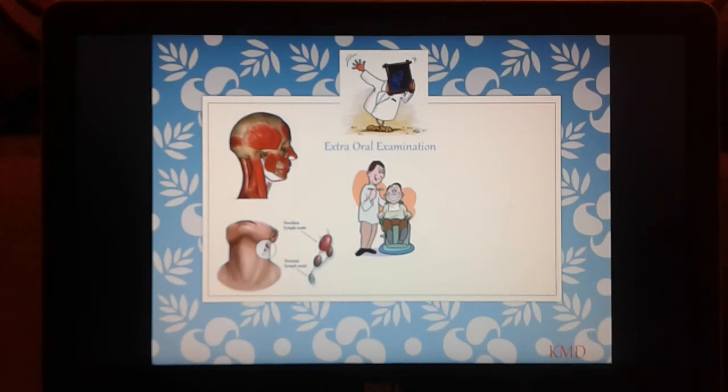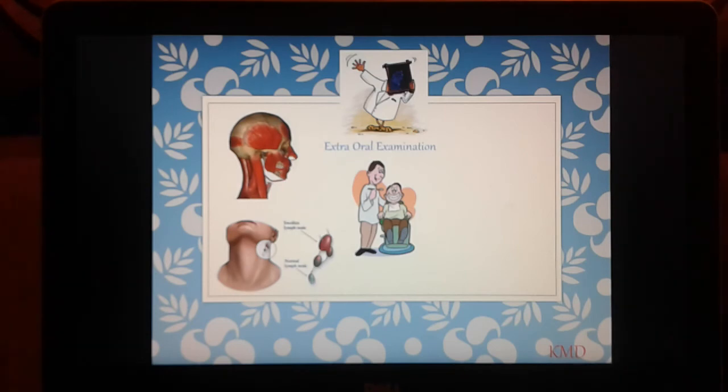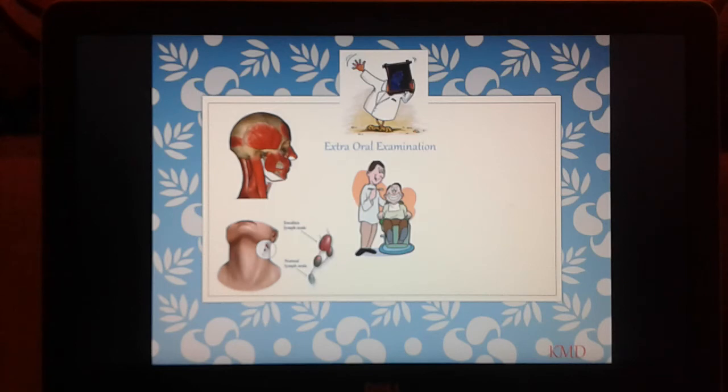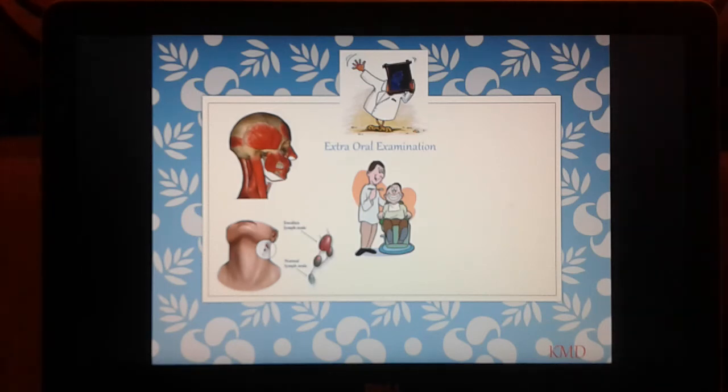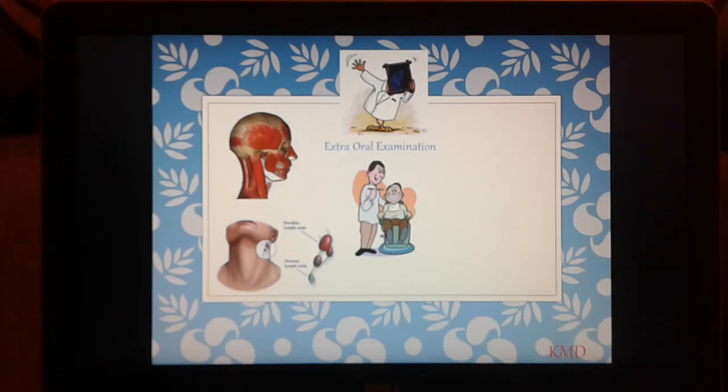Now in the extraoral examination, we start with the musculature. The important ones are the muscles of mastication, and palpation of the muscles of mastication can be helpful in the determination of temporomandibular joint dysfunction and in the discovery of other abnormalities. These muscles are the temporalis, the masseter, the internal pterygoid, and the external pterygoid.